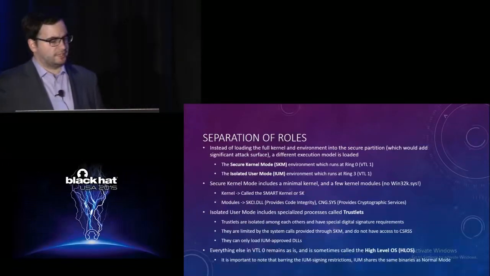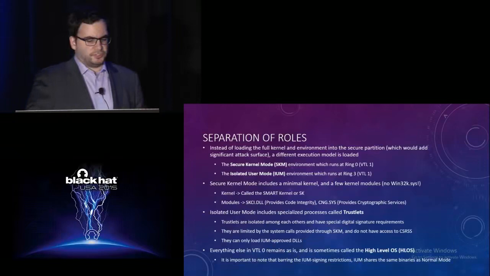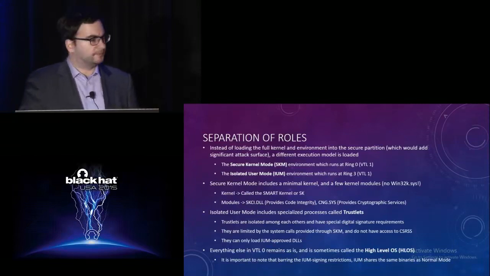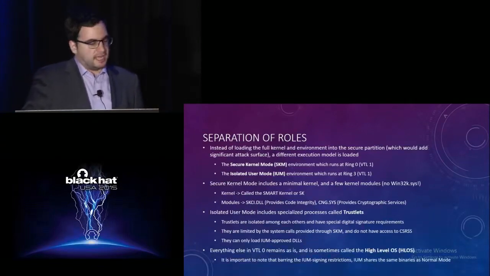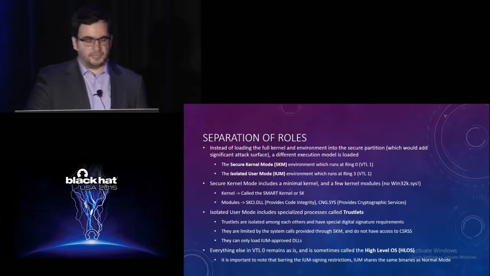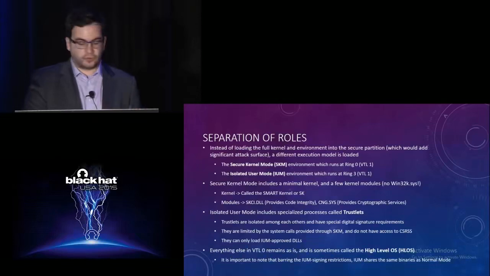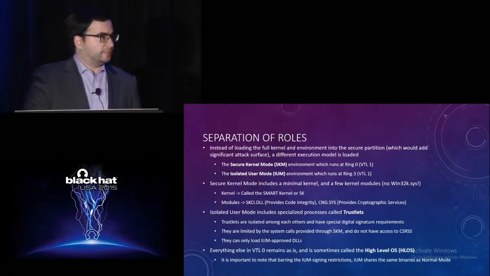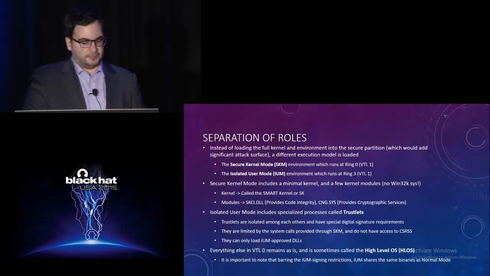Now the Secure Kernel Mode includes a little kernel, which is called SK, the Secure Kernel, or sometimes you'll see it called the Smart Kernel, the Secure Mode Application Runtime. And it only has two modules, SKCI, which provides code integrity, and CNG, which provides cryptography. There's nothing else. There's no HAL, there's no win32k.sys, there's no drivers, and the kernel itself is only about 300 kilobytes. It's not your standard 8 megabyte NT kernel.